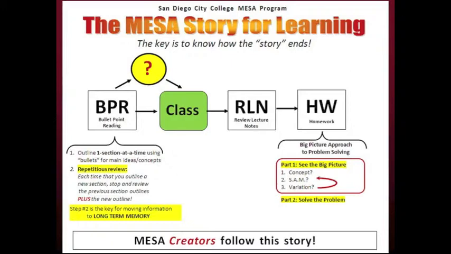Assuming you identified the concept and SAM, the third question is, what is a variation and how does a variation affect the SAM? When you have a group of problems, review all of the problems in the group. They share the same concept, but are the problems different or the same? If they're different, how do they differ? This difference is a variation.